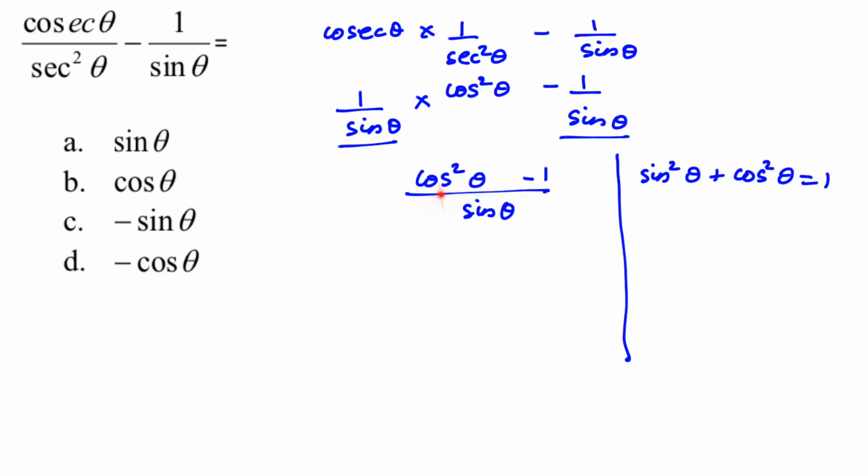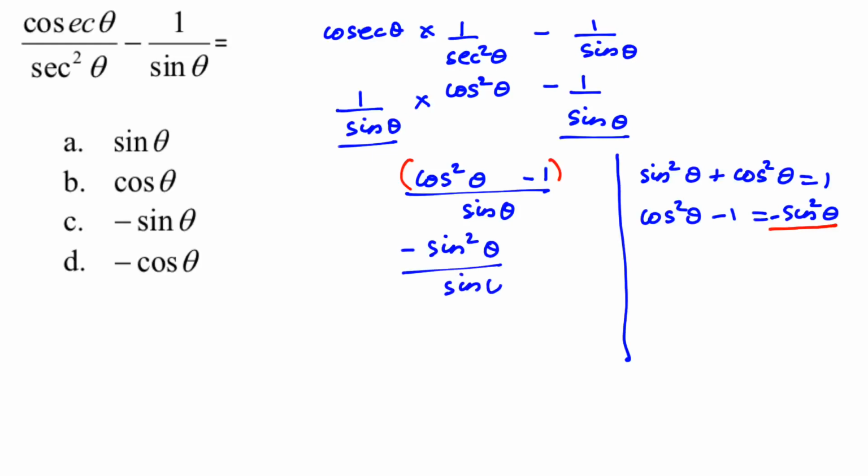Here you can see that your cos square theta is positive, so leave it as positive. Bring the 1 to this side and the sine square theta to the other side. So cos square theta minus 1 is equal to negative sine square theta. So in place of cos square theta minus 1, I will write negative sine square theta over sine theta. As we can see that you have 2 sine theta in the numerator and 1 sine theta in the denominator, 1 will get cancelled and you will be left with negative sine theta, which is C.